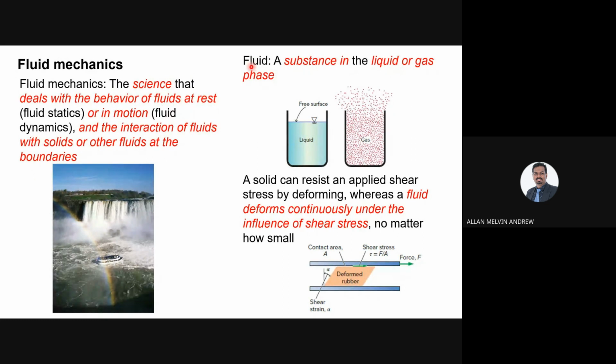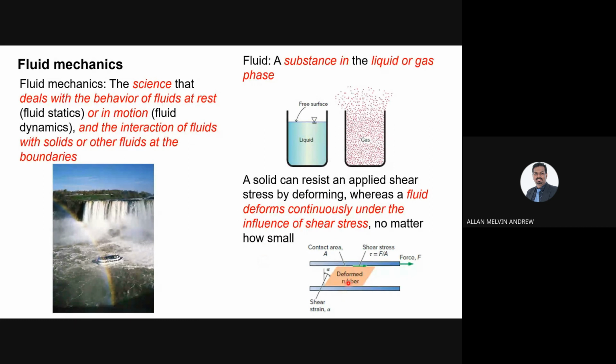Okay, it's already stated here. Fluid is a substance in the liquid or gas phase. So if it's a liquid like water or it's a gas, it can be in either phase, so it is considered a fluid. A solid can resist an applied shear stress by deforming, whereas a fluid deforms continuously under the influence of shear stress, no matter how small.